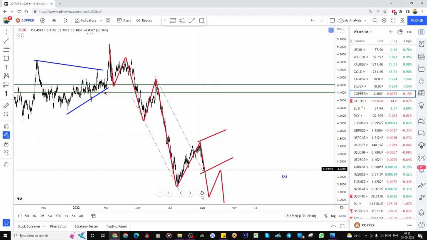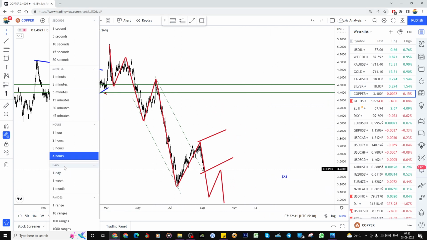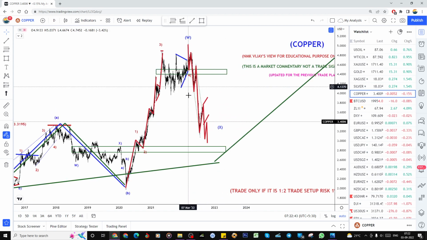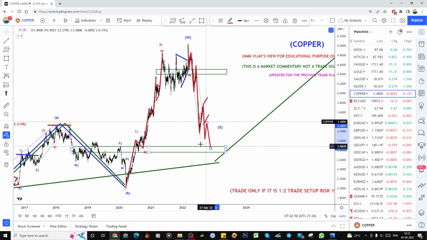If it's making the 5-way structure, fine. If it is not making a 5-way structure and it bounced and again came to this and is getting rejected at the previous low, there is a chance it is an ABC, A, B, and C. So this is the one W, and we are in that connecting wave. After that, one more downside is possible. Otherwise, it's looking like the 5-way structure 1, 2, 3, 4, 5. So anyway, I'm looking for the target of 2.8, and I already explained that also.